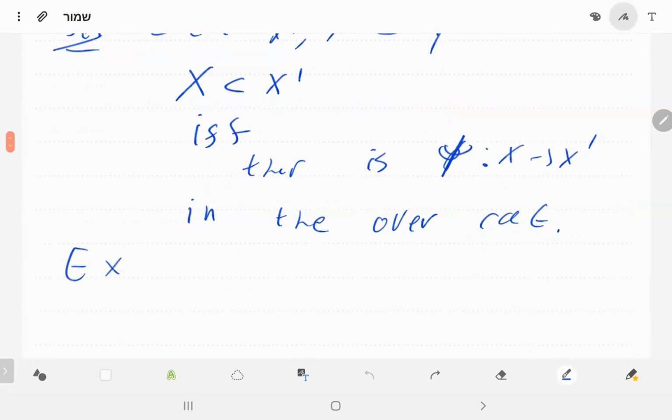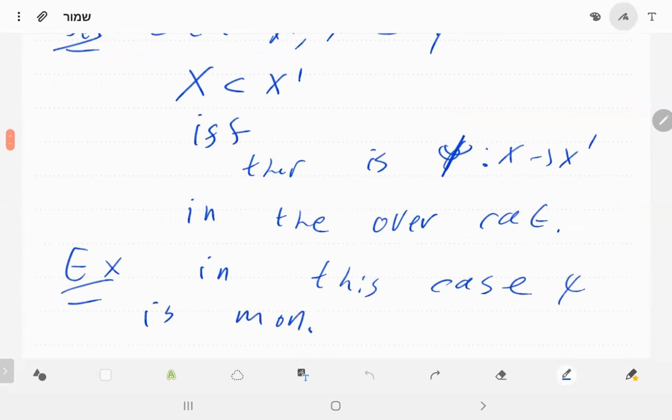So, exercise: in this case psi is a monomorphism, and as I said before, in this case psi is unique. So basically, the entire structure of the category is encoded in this poset, in the collection of sub-objects, and the order relation is given by this definition.